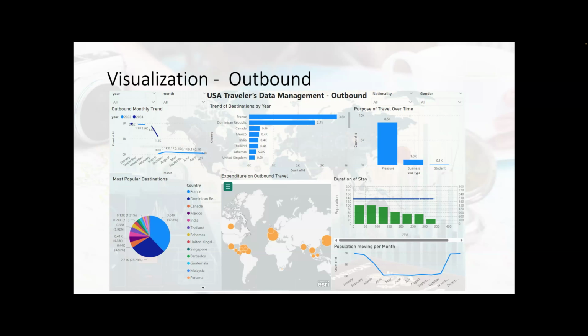It also shows the other percentages of population, followed by the expenditure that US citizens are putting out to the rest of the world. From the map we could see that it is mostly spent in France and Japan. The duration of stay averages 50 days globally. The population moving per month is always on the higher side in January and February, followed by November and December during the cold seasons. Yeah, next slide.